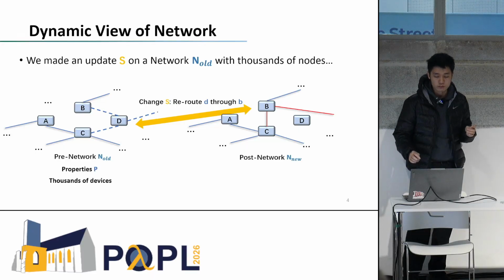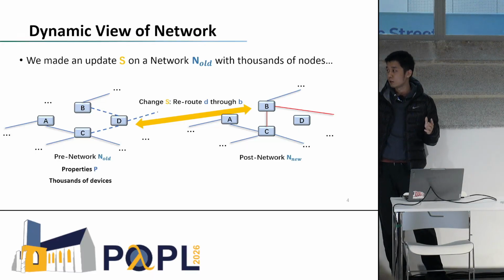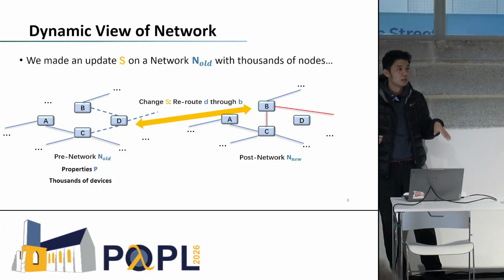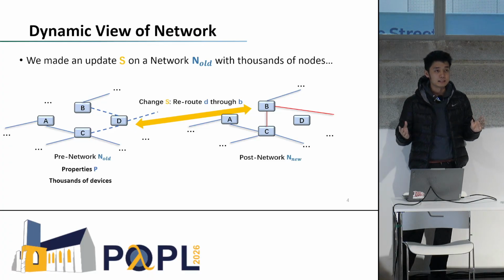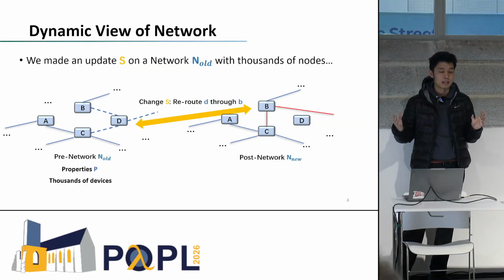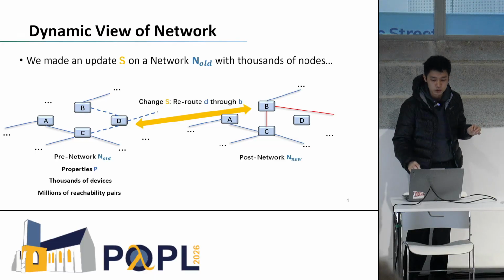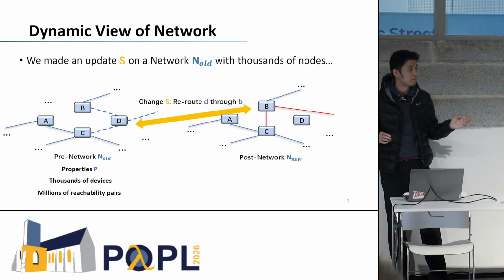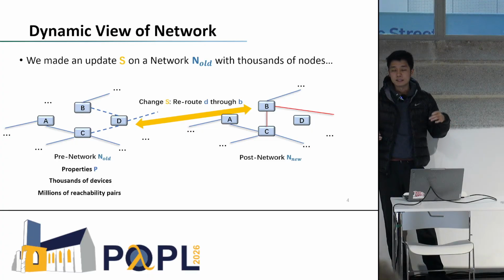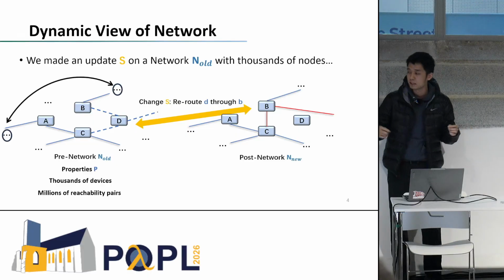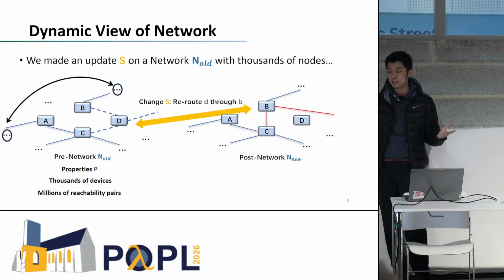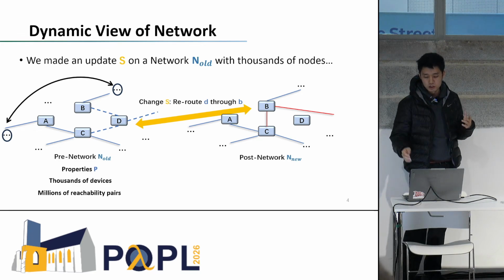In traditional network verification, we will give a set of properties P for the pre-network. This network contains thousands of devices, so the property P is a very coarse approximation of the network. Such as, if we care about the reachability property, it will contain millions of reachability pairs. Instead of stating these reachability pairs one by one, we only state the reachability between some of the devices we are interested in. And then we go to the new network.